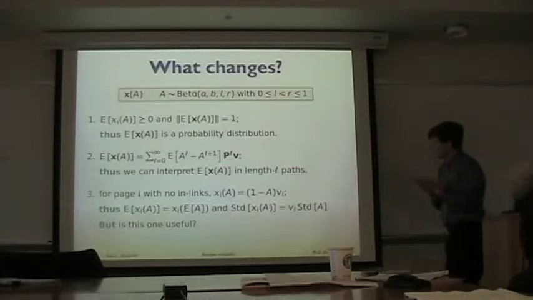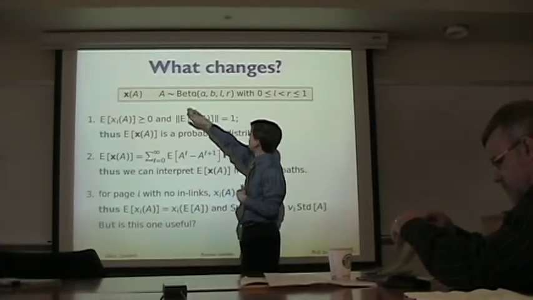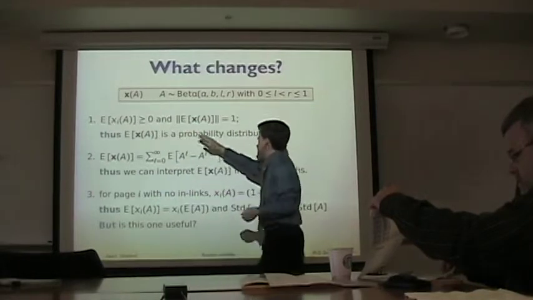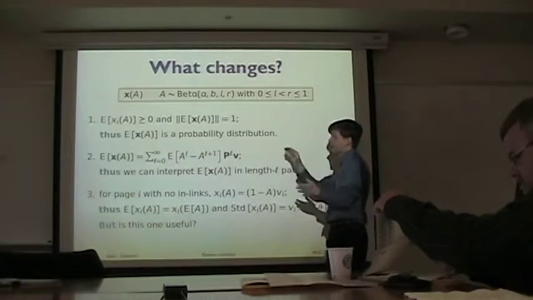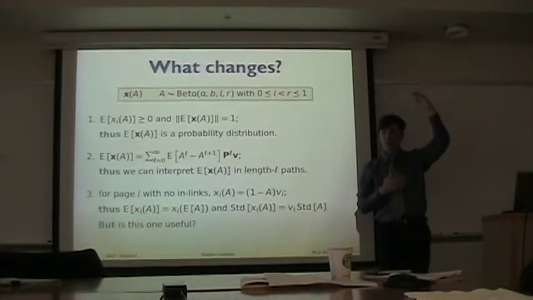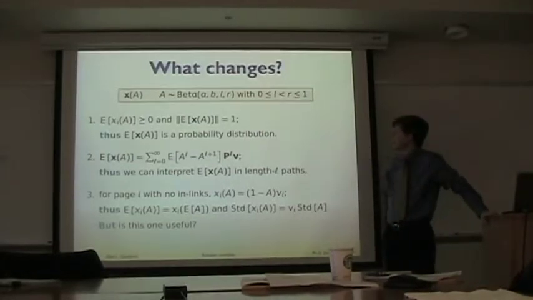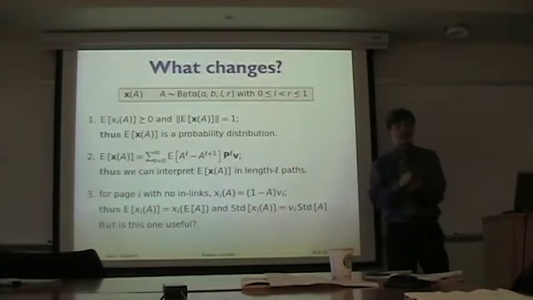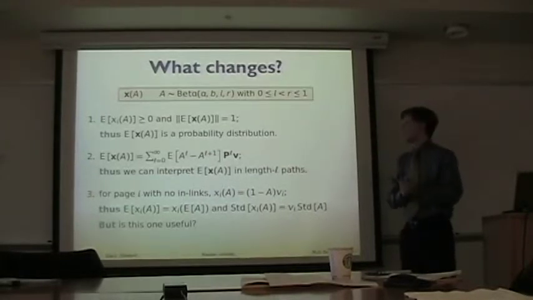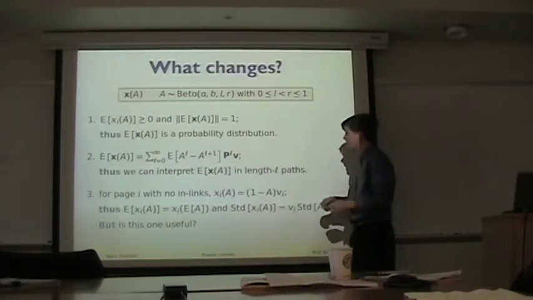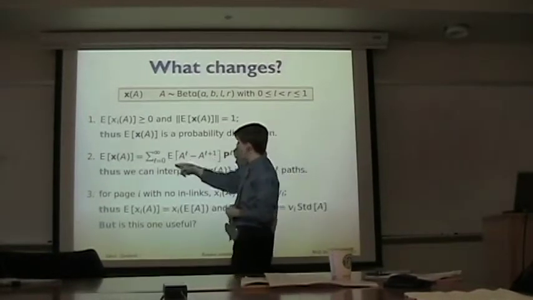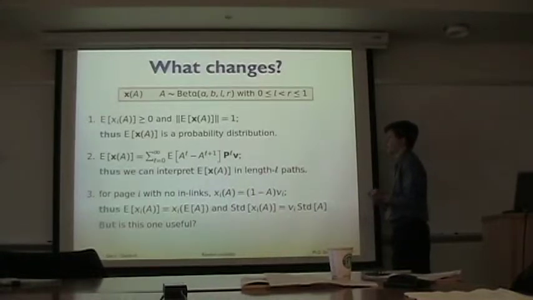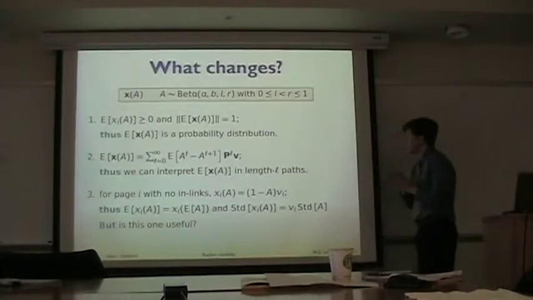Okay, so what changes? Well, we're going to look at PageRank of these random variables with a beta density here. And you can show that the expected value is always bigger than zero, and you can interpret it as a probability distribution. So just like PageRank was the probability of finding the surfer at any page on the web, we can do the same thing with our expected value of PageRank here. Another point is PageRank has this really nice interpretation in terms of the probability of a surfer following L clicks on the web. So this is what's modeled by this P^L times V. And we can get a similar interpretation out of our random alpha PageRank model for our case. We get a weight on these length L paths.